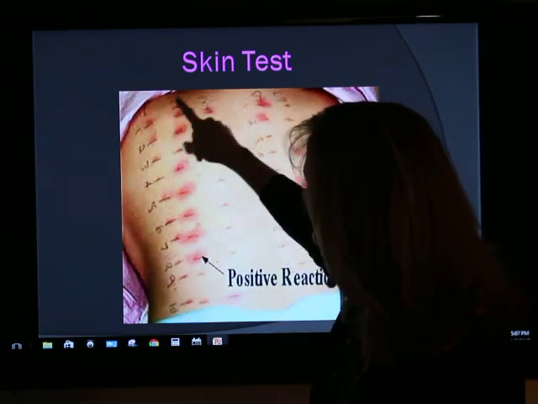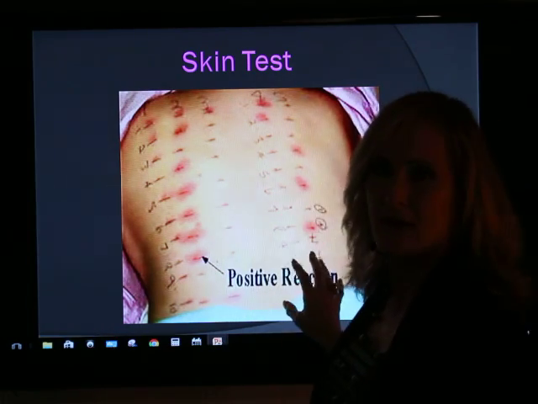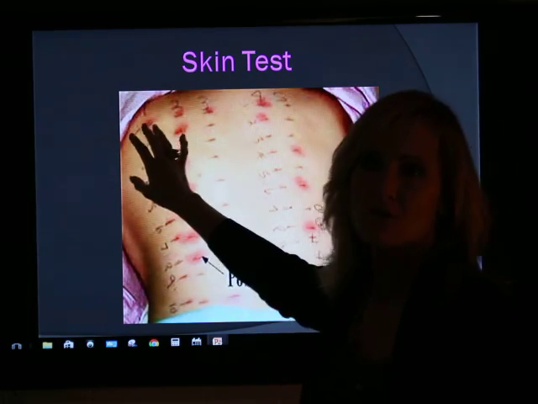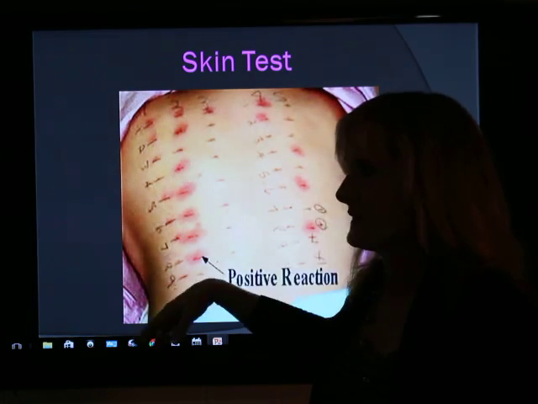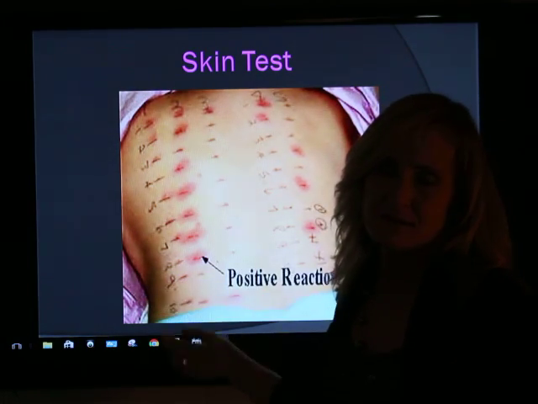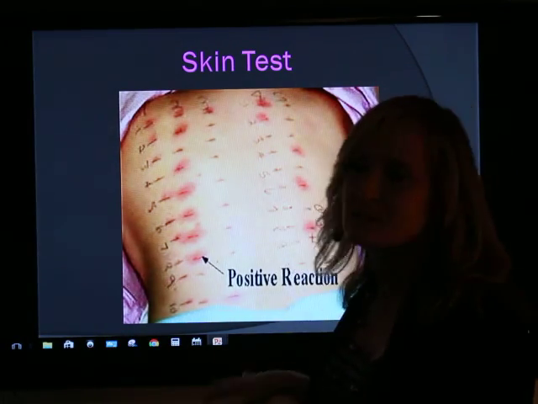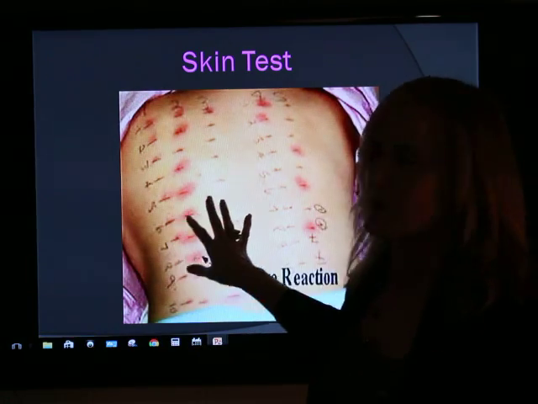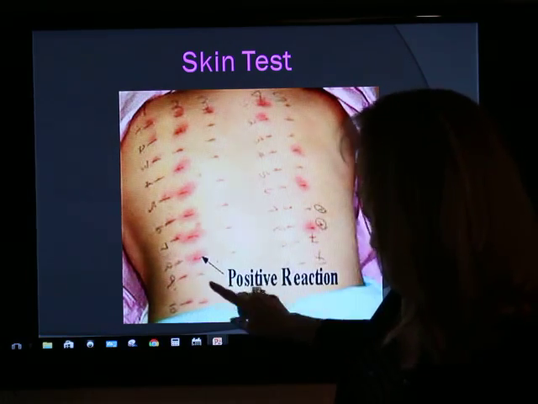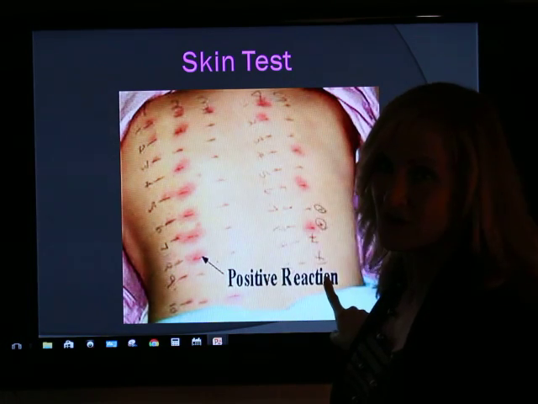And they scratch all along, and they put deliberate little different allergens in here. So there will be something like grass, pollen, ragweed, nuts, latex, maybe some of the different chemicals, dust mites, pet dander. There's a million things people are allergic to. So they'll do a skin test, and these ones that show up red, this person has an allergy to those.